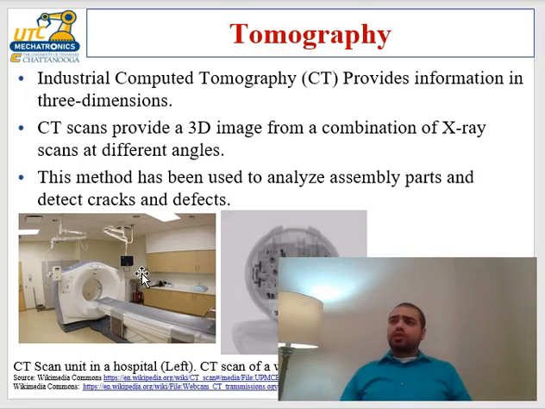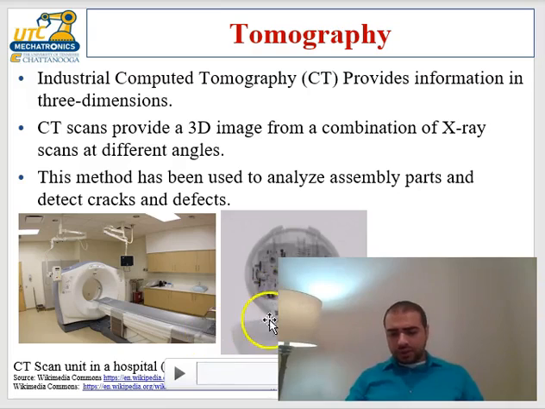Just like, for instance, I'm sure there's computer software in which you can take pictures from different angles of a house, and it will construct the house based on these pictures. So the same thing here. It takes hundreds of images. Of course, the software needs a lot of processing. The higher the number of pictures, the higher the processing time and power it needs. So CT scans provide a 3D image from a combination of X-ray scans at different angles. This method has been used to analyze assembly parts and detect cracks and defects.